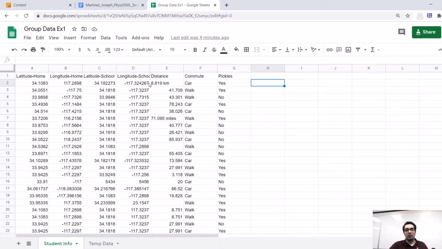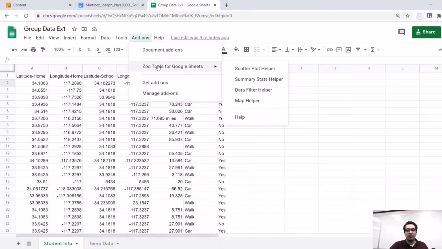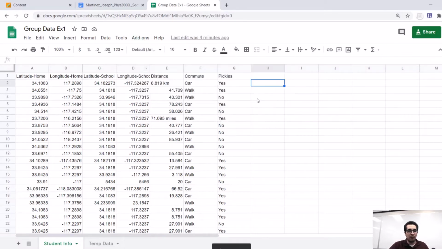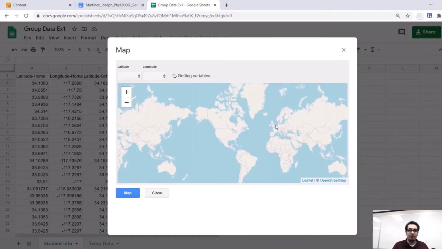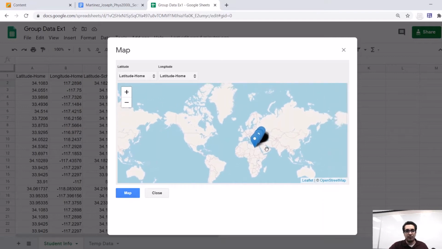So what we're going to do is go to add-ons, and I'm going to do a couple of things on where you guys might have issues. So we're just going to go to Map Helper, and it's going to open this up. It lets us pick latitude and longitude, and then we can just click Map, and it'll map out everything that we need.